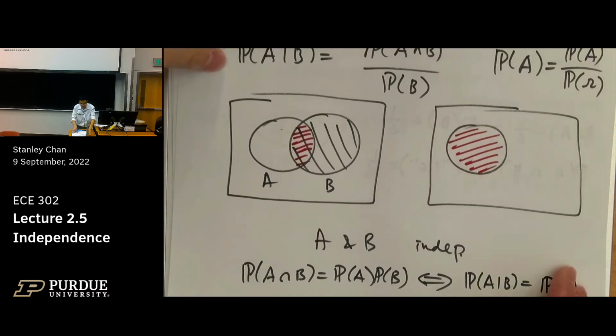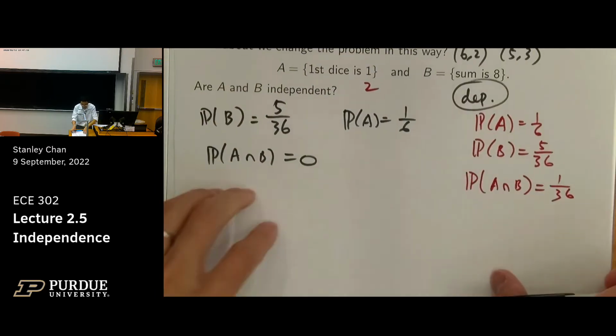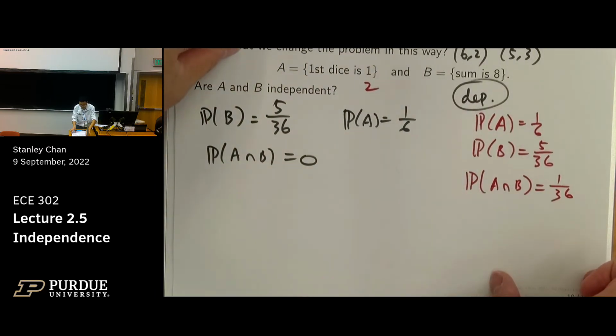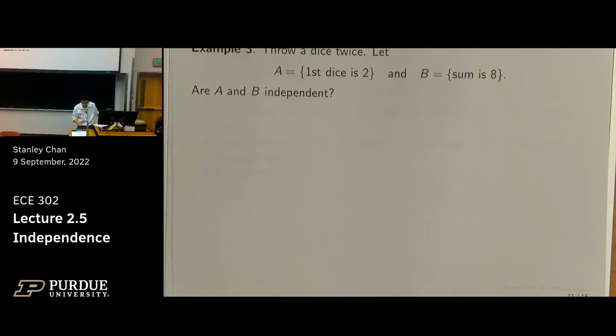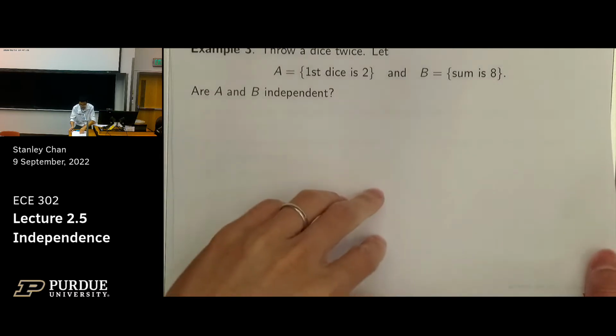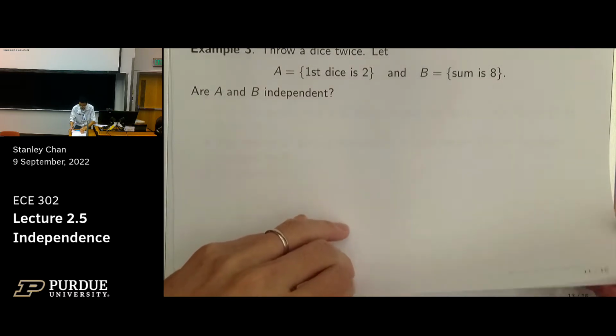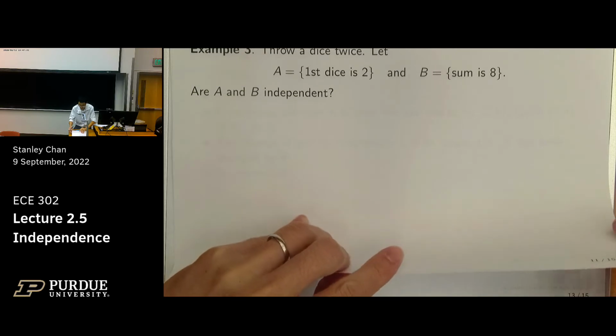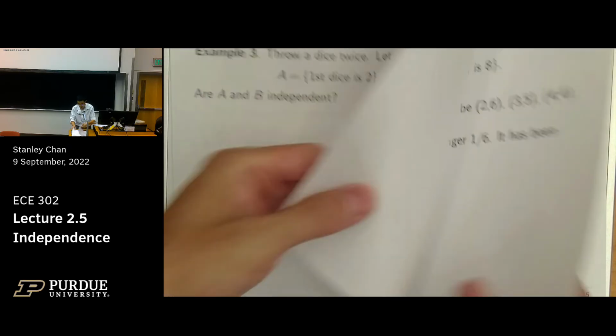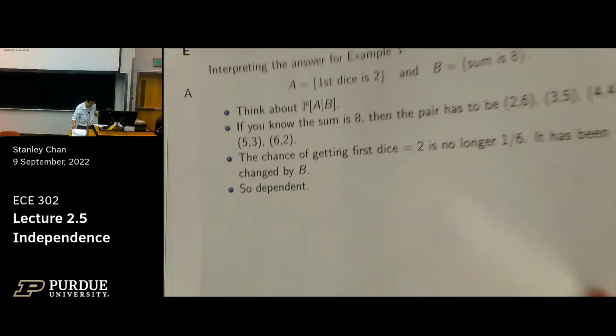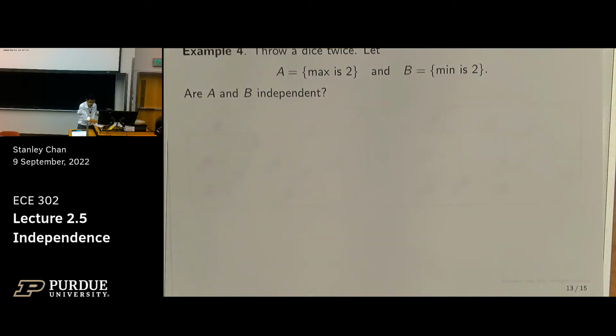Okay, so now let's look at more examples. So this is 2b, and let's look at 3. I thought this is the same. Okay, this is the same. Okay, so now that's just explanation. So let's look at example number 4.